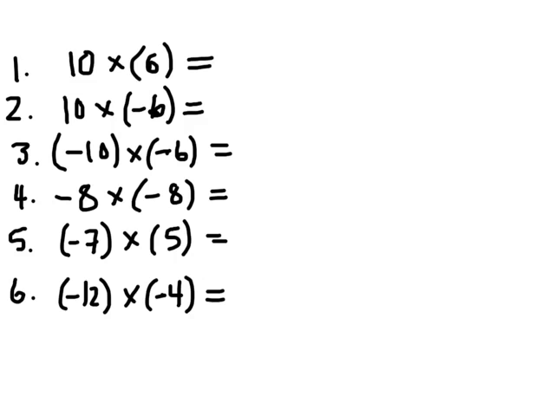The first one is if there's no sign in front of the integer, what do you know about it? It's positive. Good. So I know this is a positive times a positive. What happens when you multiply a positive times a positive? Positive. 10 times 6? Good. Positive times a negative. Negative. 10 times 6? So the answer is negative 60.